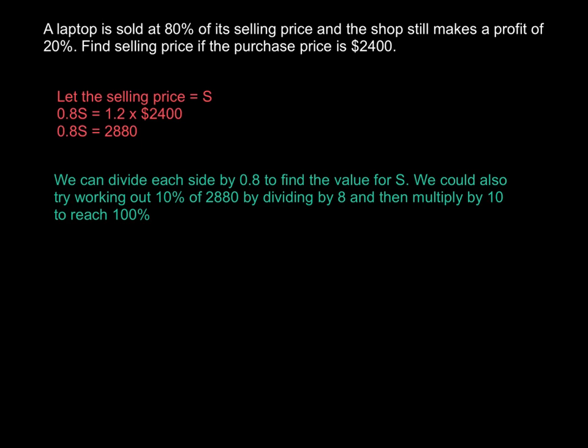We could also try working out 10% of 2,880 by dividing by 8 and then multiplying that number by 10 to reach 100%. I'm going to just divide it by 0.8 to get my full value of S. If I divide 2,880 by 0.8, I'll end up with $3,600. Therefore, the regular selling price of this laptop is $3,600. And that's the final question for this week's lot of extension homework.